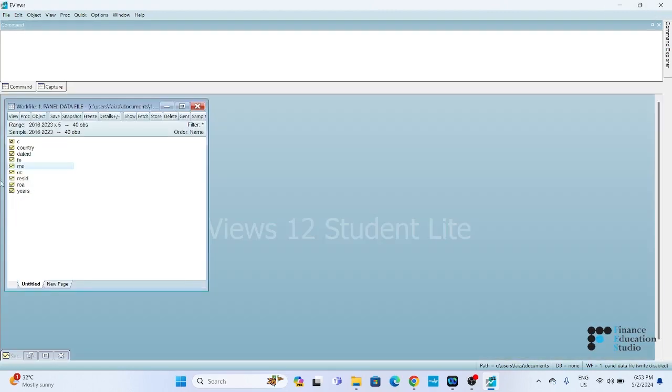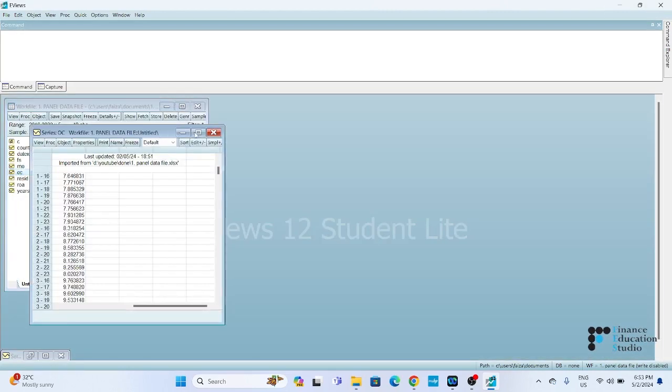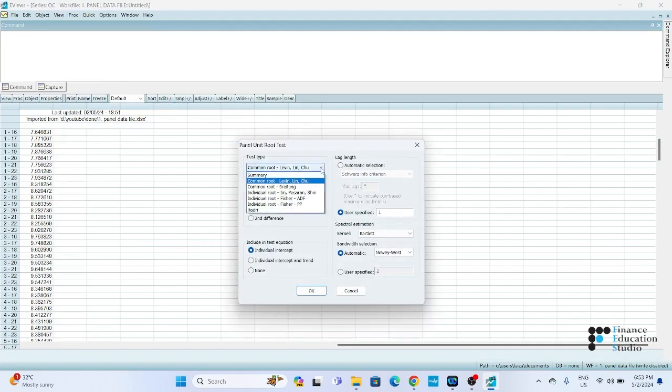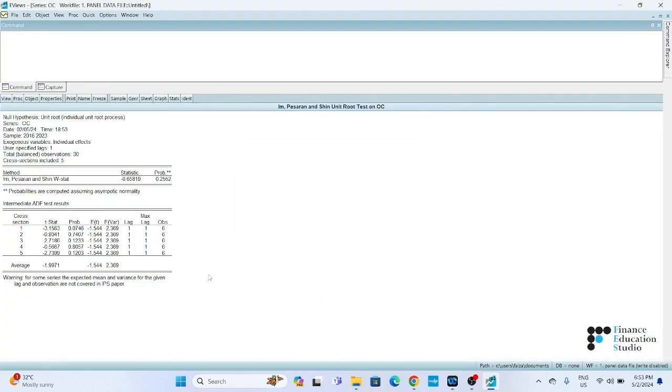So you can also apply other tests as well. You need to click on view, unit root test, then you can also choose some other test. So this is the output for this test. So like this way you can apply unit root test on your panel data.